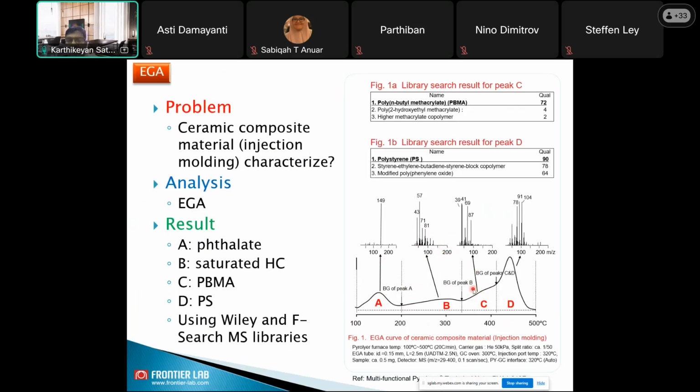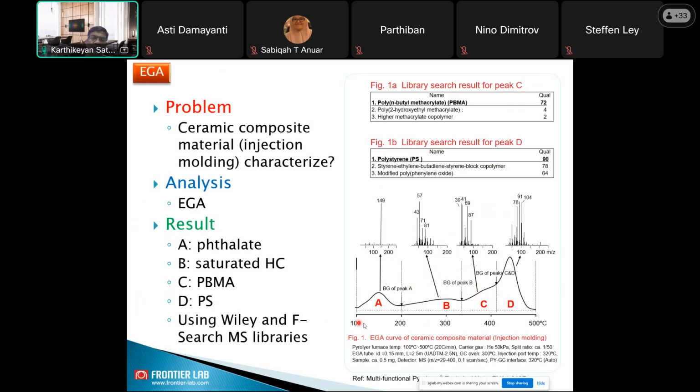But in many instances, we cannot complete the full analysis with evolved gas analysis alone. So evolved gas analysis is more like a first level of information that allows you to think of the next step to get comprehensive information about the sample that we are trying to analyze.